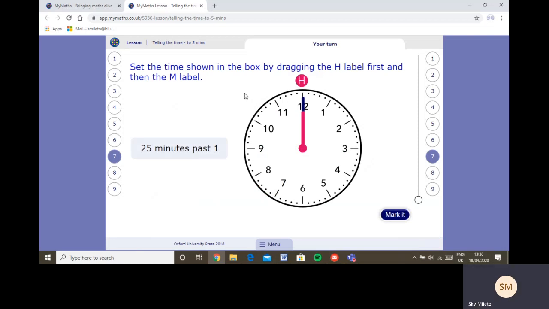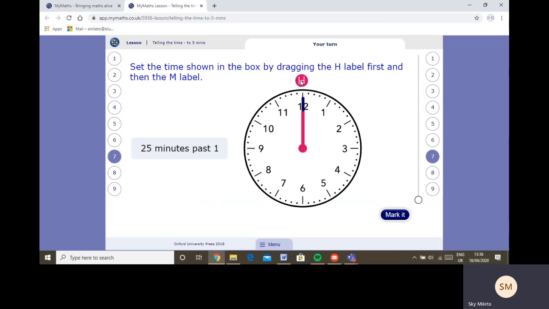So now we're going to set the time by dragging the hands. Remember, I'm doing this, but I'm expecting that you're doing it on your own lesson as well. Okay, you can't just watch it and forget about it. Try it yourself. When you do it yourself, it really helps you learn, not just watching.